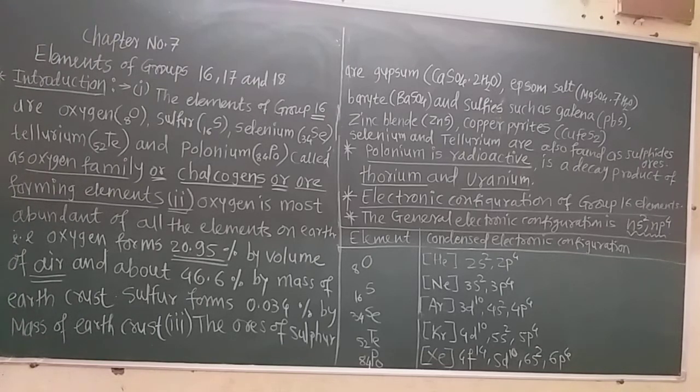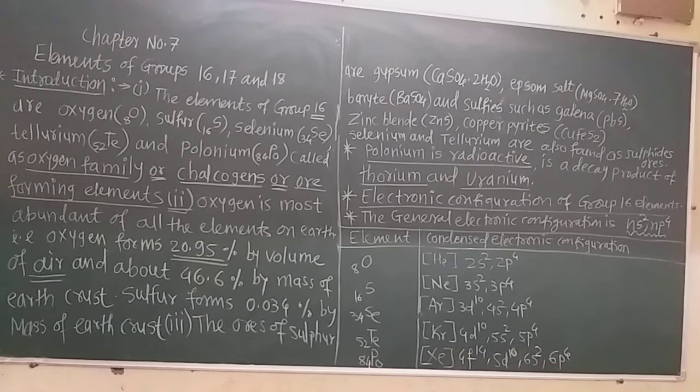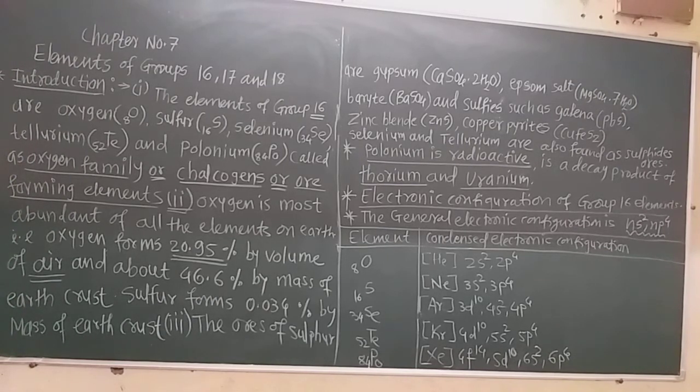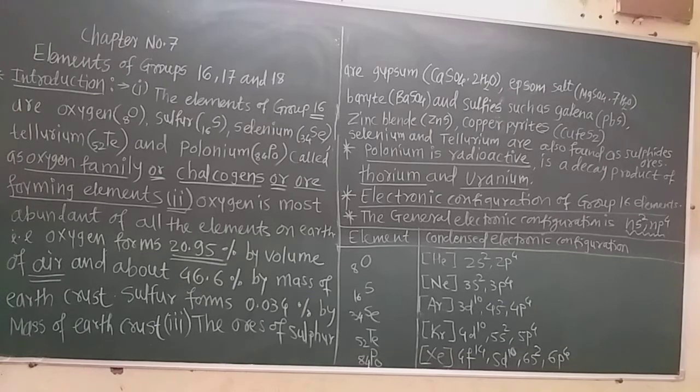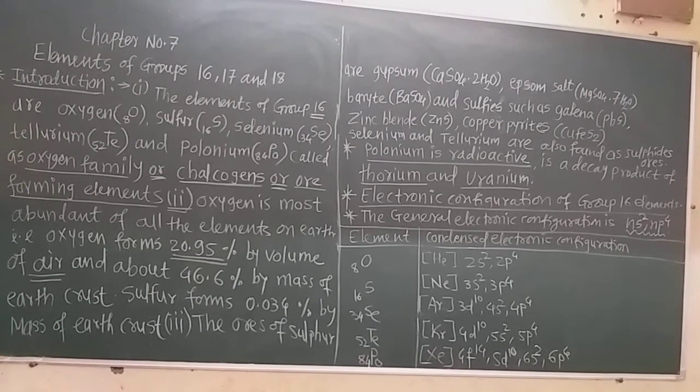Now let us first study the oxygen family, that is group 16. Remember that this group 16 has totally 5 elements. You have to remember the names, their symbols, their atomic numbers in detail. Now which are these elements in group 16 or the oxygen family? Oxygen is the first element, having atomic number 8.